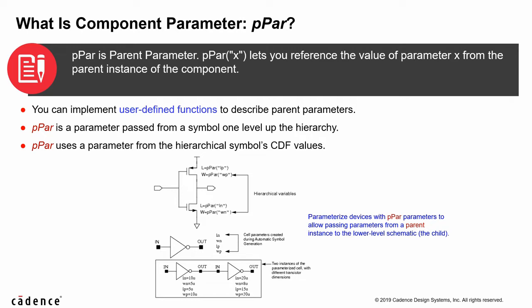Here you see an example where the function is used to describe the parameters LP, WP, LN and WN for this PMOS and NMOS. These parameters are created when you use the automatic symbol generator to generate a symbol for the inverter. Now you can instantiate this parameterized cell in your schematic and can pass same or different parameter values.